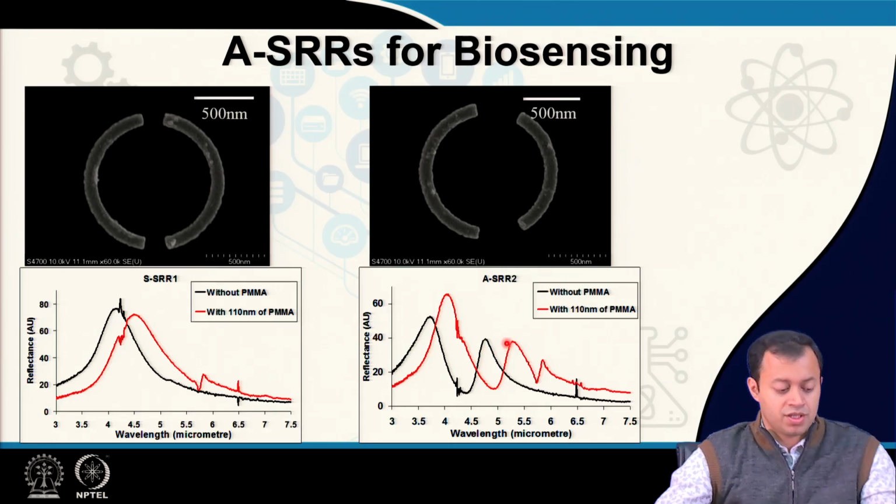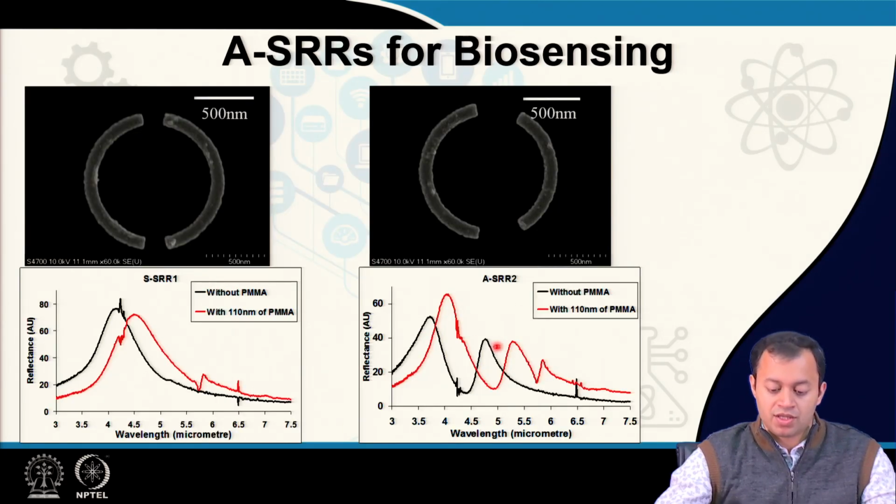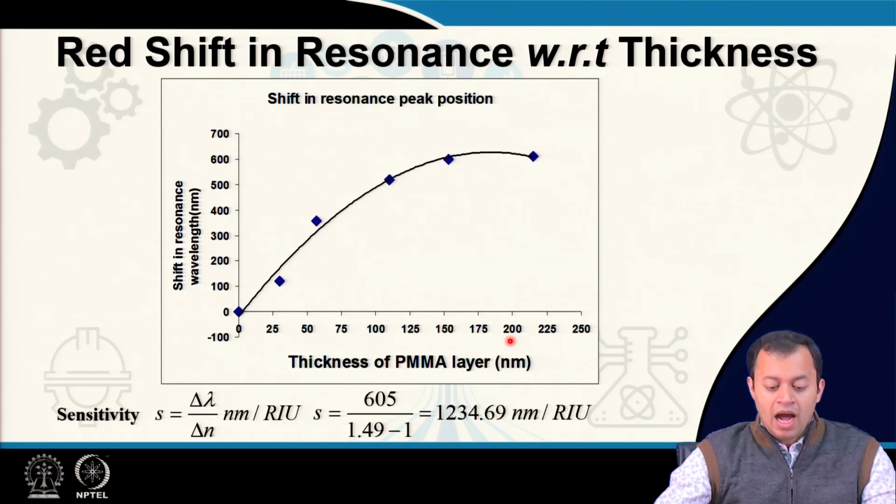This shift in resonance is directly proportional to the thickness of the PMMA layer. As you go on increasing the thickness, there is a shift in resonance happening. After some time, obviously you cannot infinitely increase the thickness because the photon will no longer be able to penetrate, but the shift in resonance is very palpably measured, and if that can happen, you can measure sensitivity.